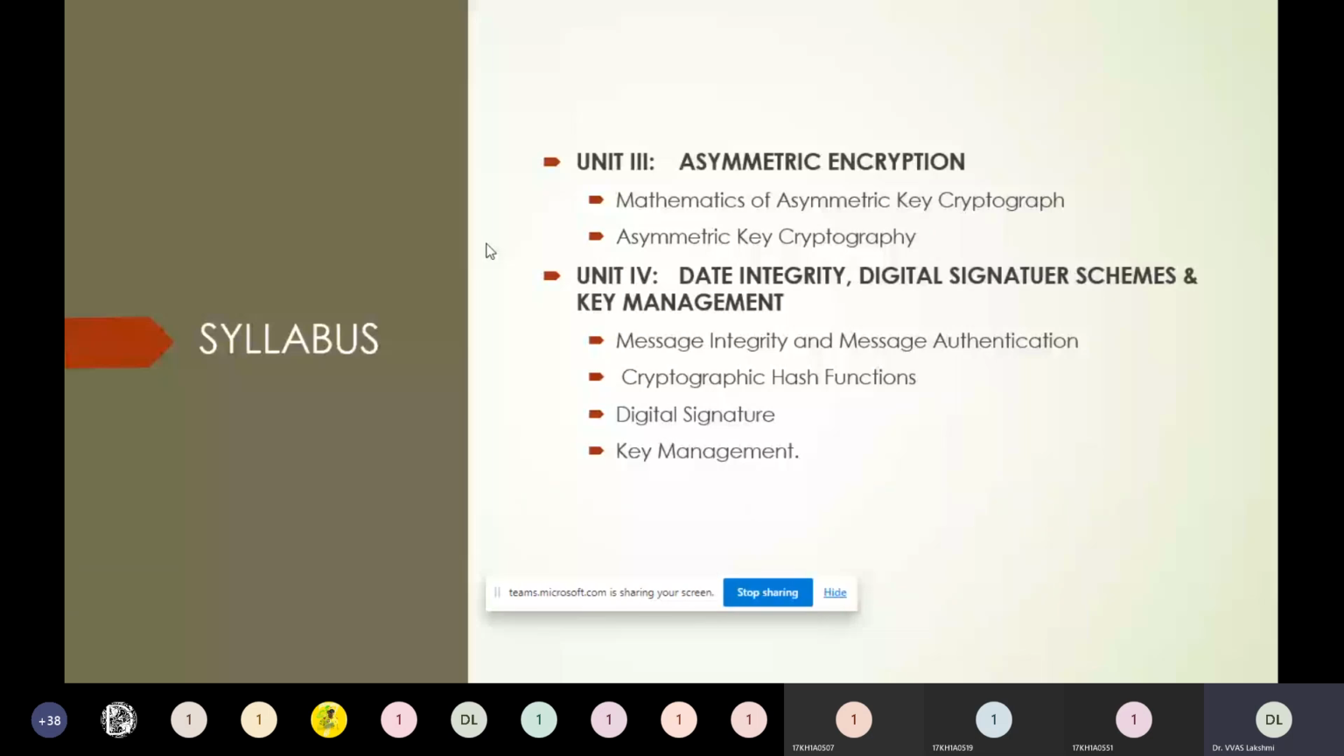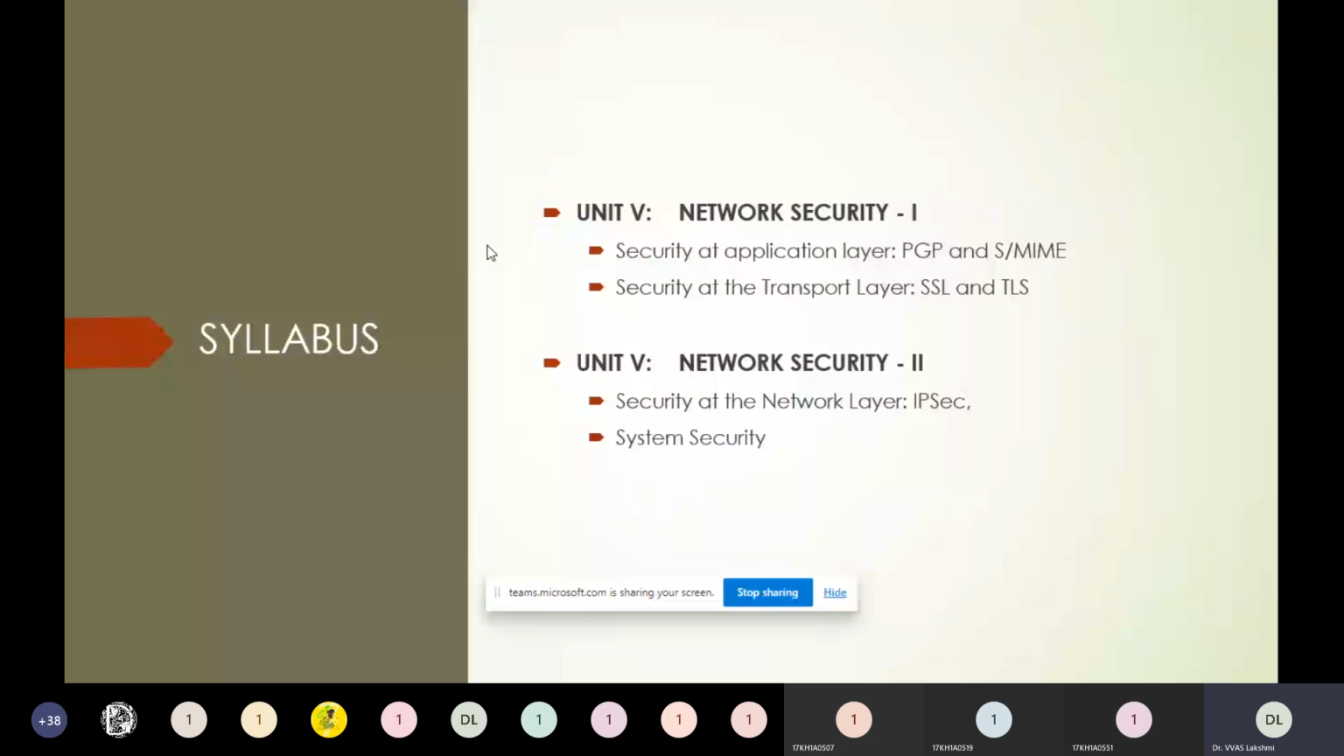In the fifth unit, we are going to learn about network security, how to maintain email security, and how to maintain security at the session level or transport layer level. That is the fifth unit.